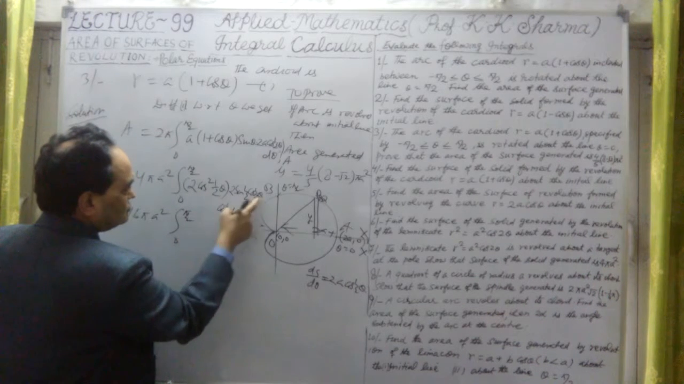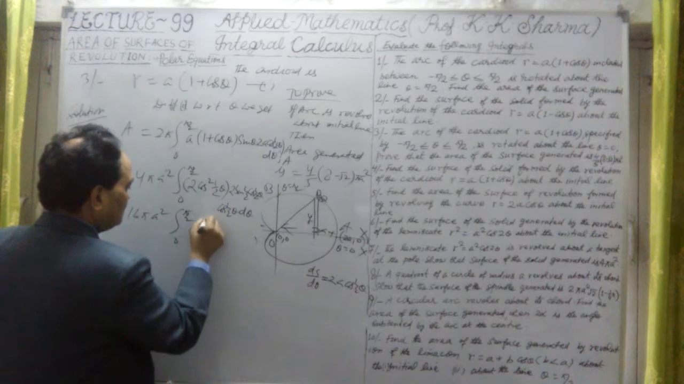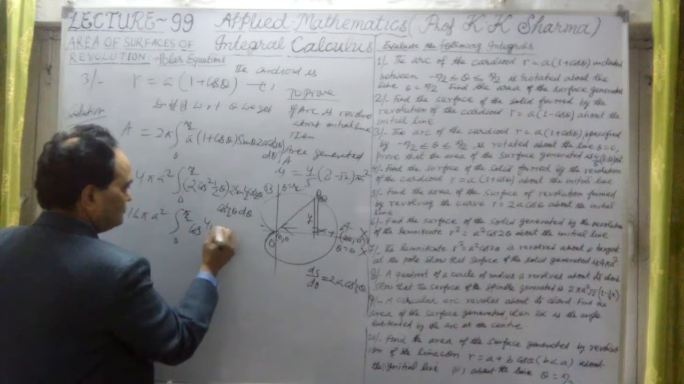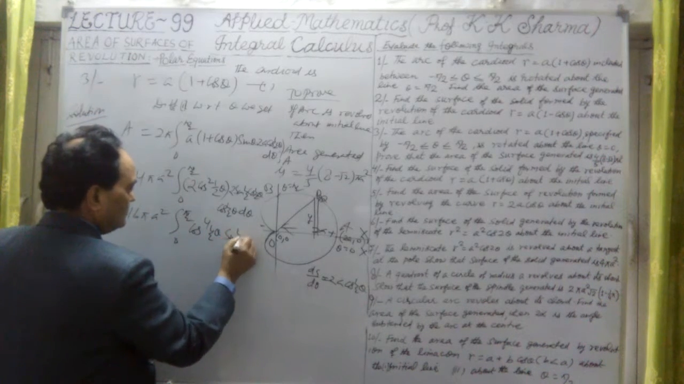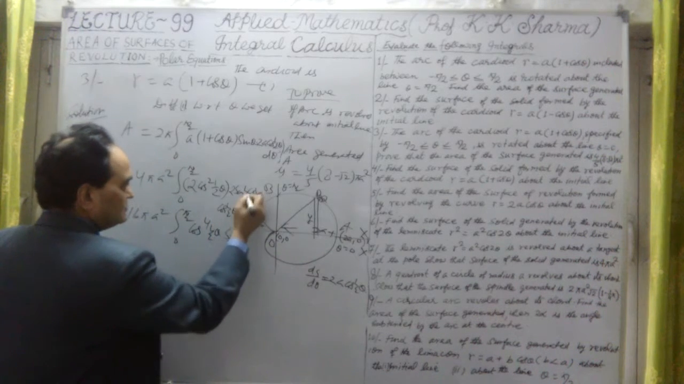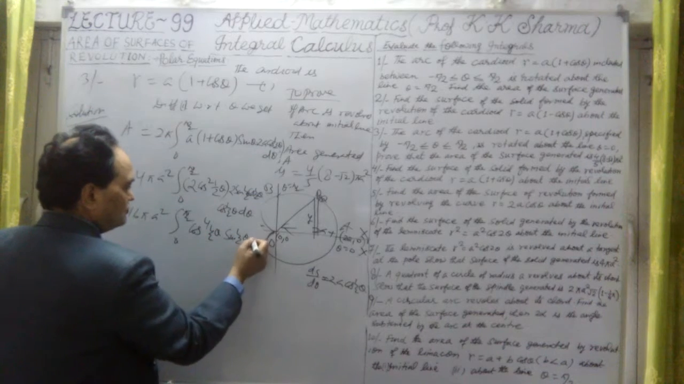Cos 1, 2, 3, 4. So cos raised to power 4 of half theta, into sin of half theta. Sorry, 1/2 theta. The angle is half theta. This is half theta, 1/2, into d theta.